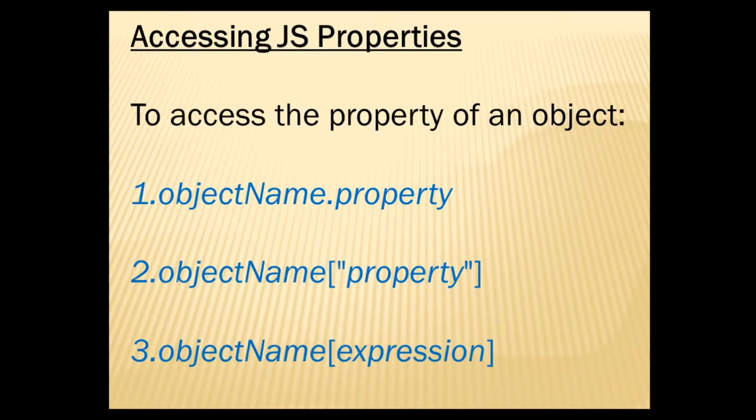Accessing JavaScript properties. Now how do you do that? To access the property of an object, you can do it in three ways. One, objectName.property. This is the syntax, and we're going to look at this later. Two, objectName["property"], or three, objectName[expression].